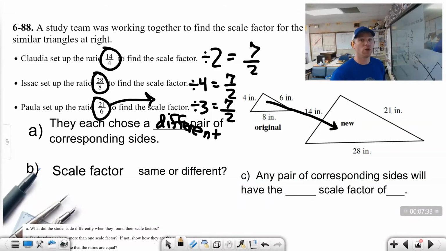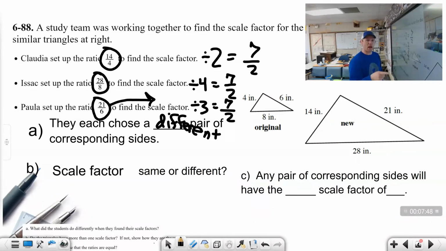Each pair should equal the same scale factor.